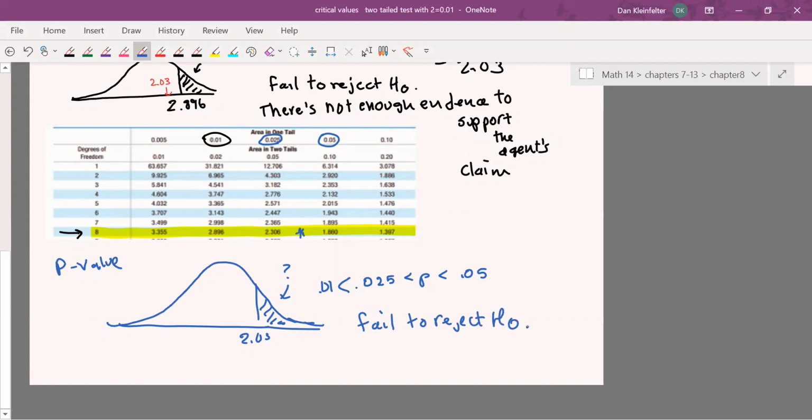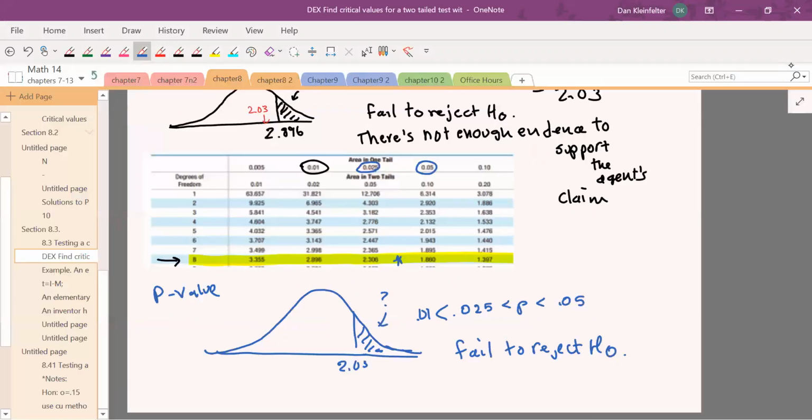Like I said, using the p-value method with a t-table is a little trickier just because you have to figure out where it would be, because you're not going to be able to find the exact number. It can be a little trickier, but usually doable. All right, so let's go on to another example.